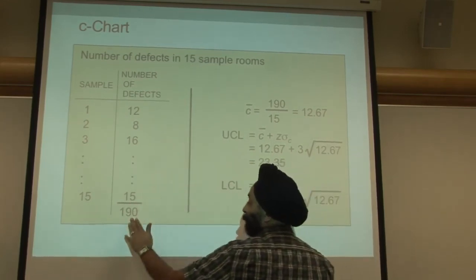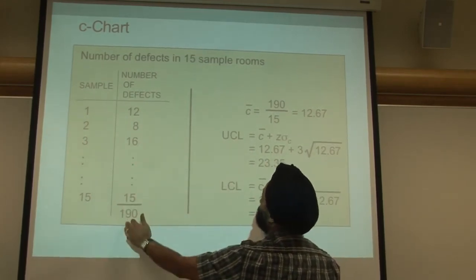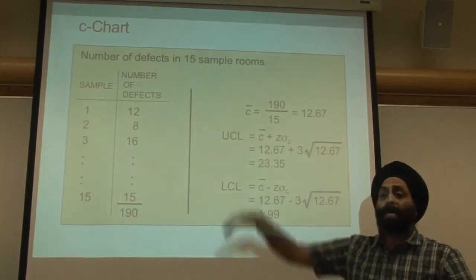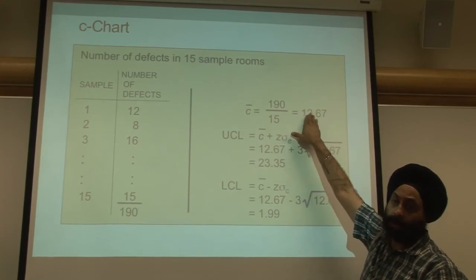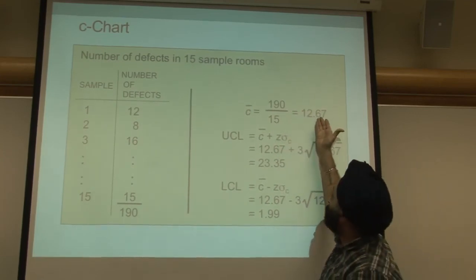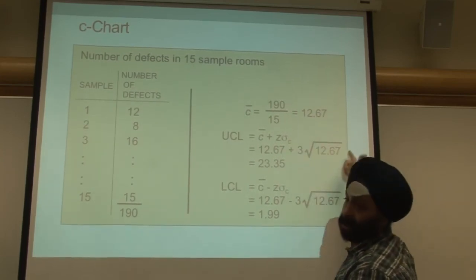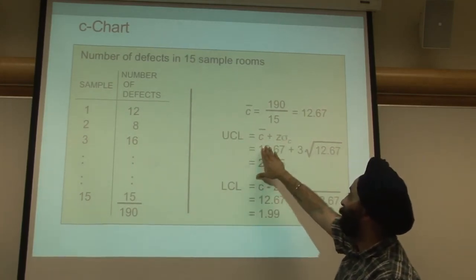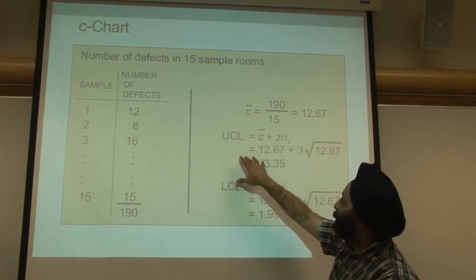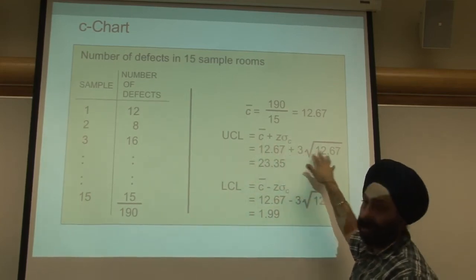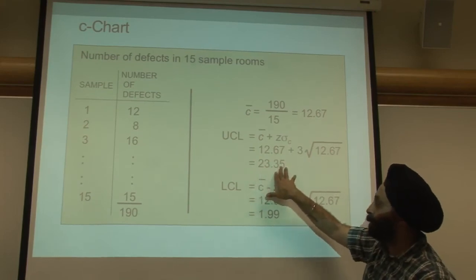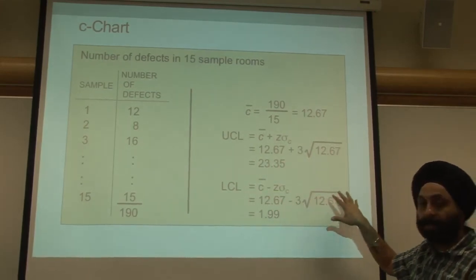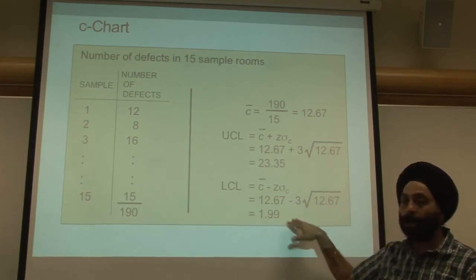Altogether, that's 190. So 190 divided by 15 rooms gives you an average number of defects of 12.67. So in that case, the square root of 12.67 will give you the standard deviation. So now with a Z value of 3, as I said by default, you're looking at an upper control limit of 12.67 plus 3 times the standard deviation, which gives you 23.35. And the lower control limit is 12.67 minus 3 times the standard deviation, which is 1.99.